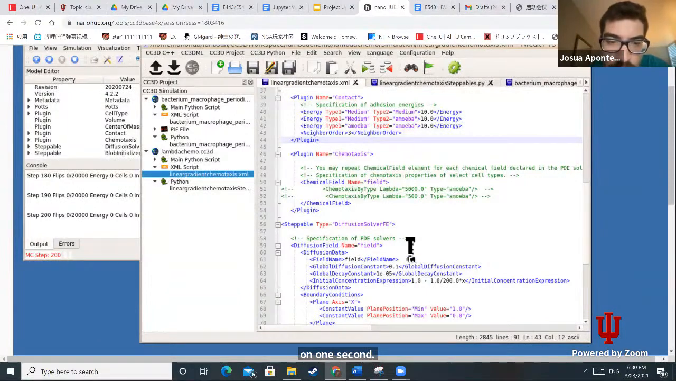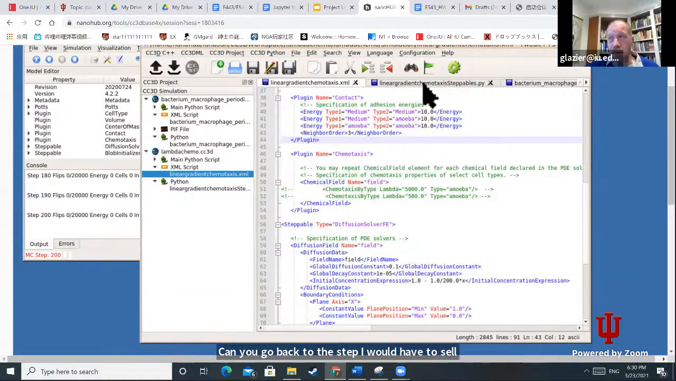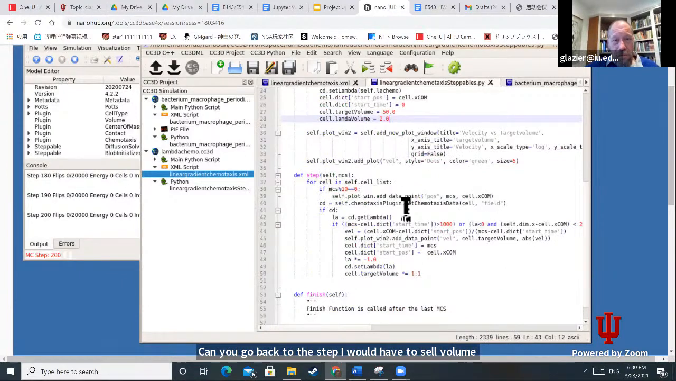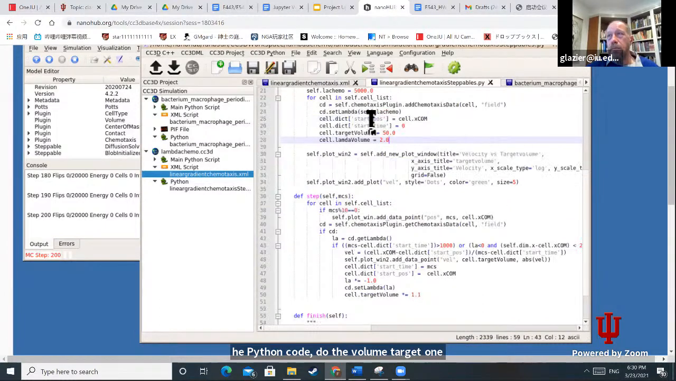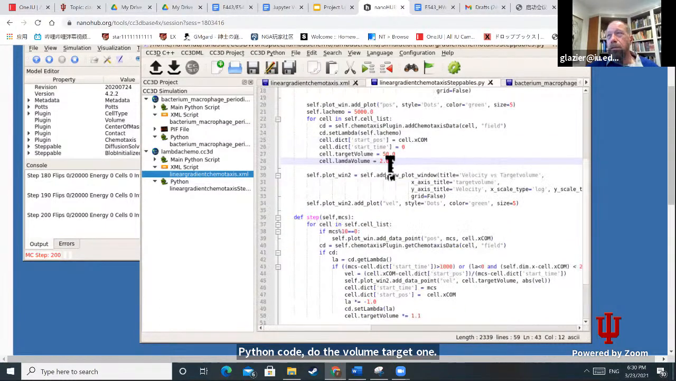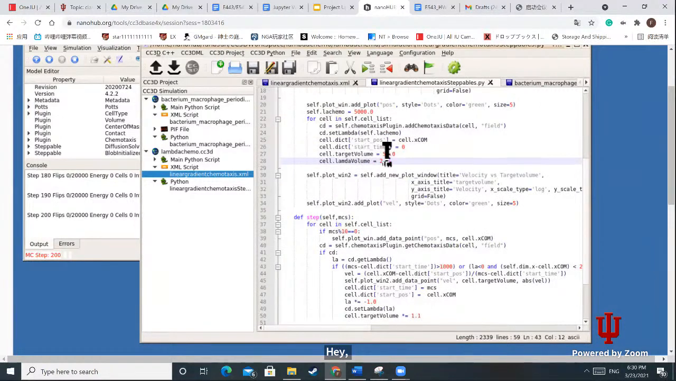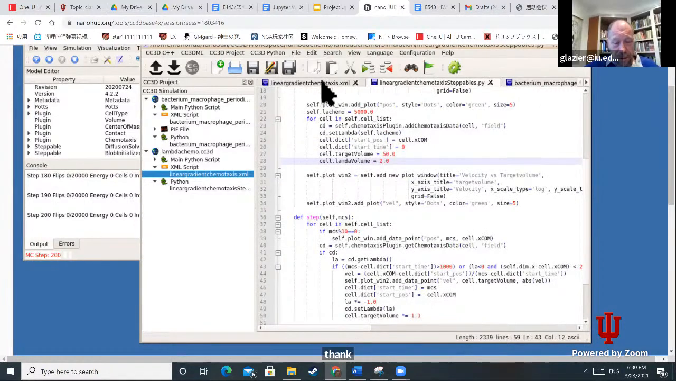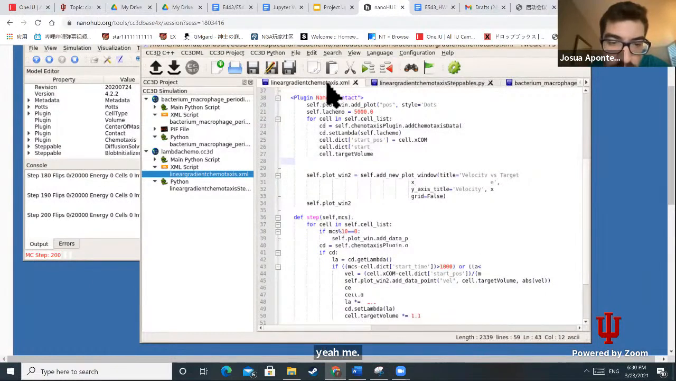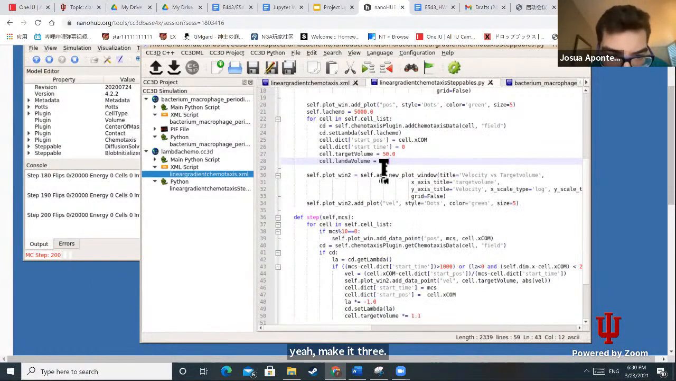Can you go back to the step function? You have the cell volume defined in Python, but you don't have the Python code for the target volume, I think. There it is. You mean the target volume? Maybe make lambda volume bigger, instead of 2. Mine was working, but I'm not sure. Yeah, make it 3. Yeah, everything looks fine to me.